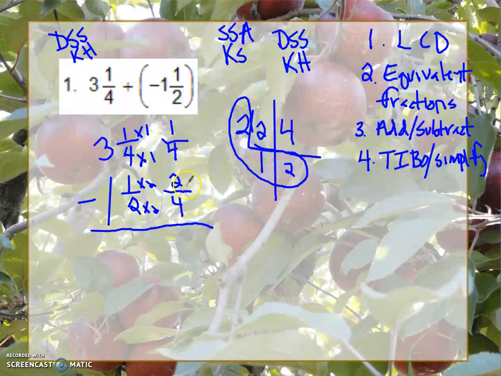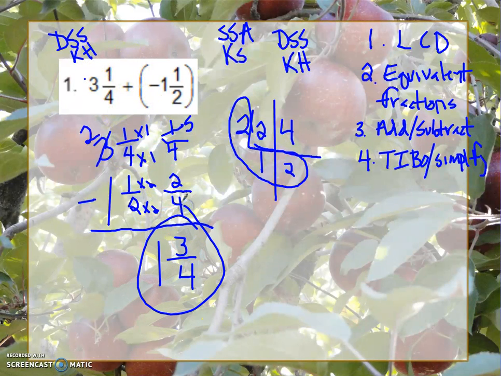Alright, I can't do 1 minus 2, so I'm going to have to regroup. I'm going to borrow from the 3, make it 2. And I'm going to add 4 fourths plus 1/4, which will make this 5 fourths. 5 fourths minus 2 fourths is 3 fourths. 2 minus 1 is 1. And this is going to be positive. Okay, let's take a look at number 2.